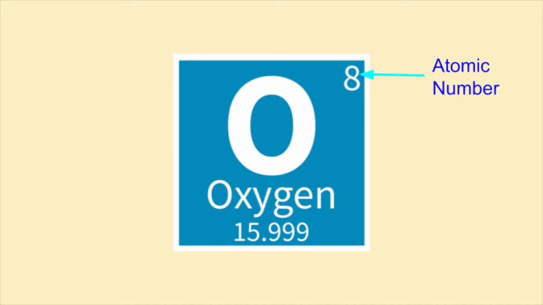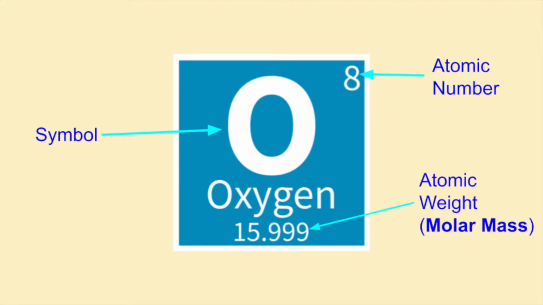Then, in the middle, we have this big O. Well, O is the symbol for oxygen. Instead of writing oxygen, when writing out chemical equations, we will just be writing O to indicate oxygen. Then, at the bottom, you have the atomic weight. It basically tells us the mass of this atom.